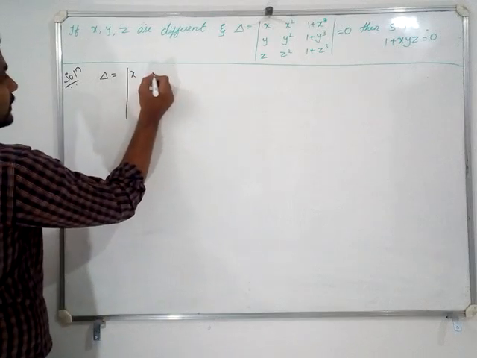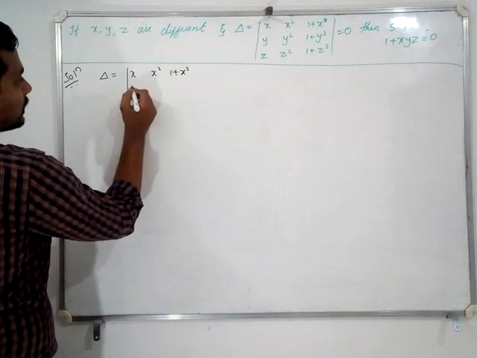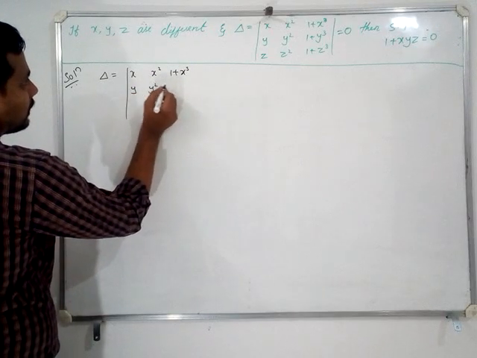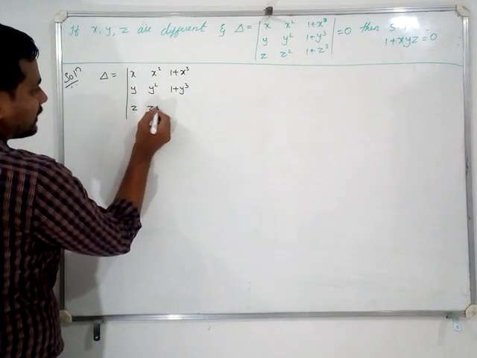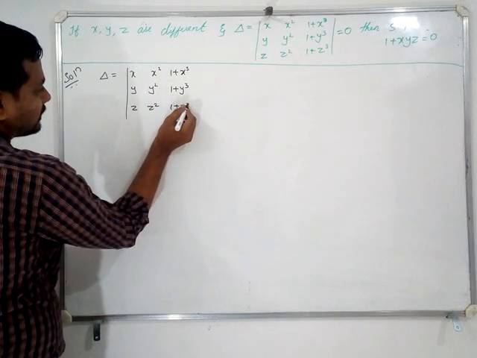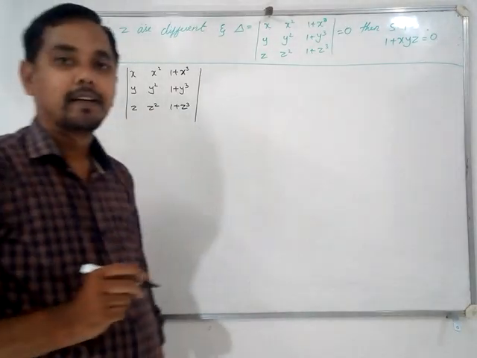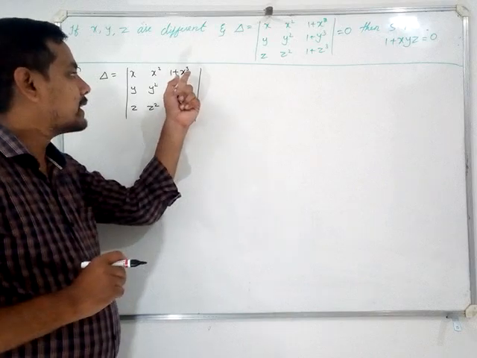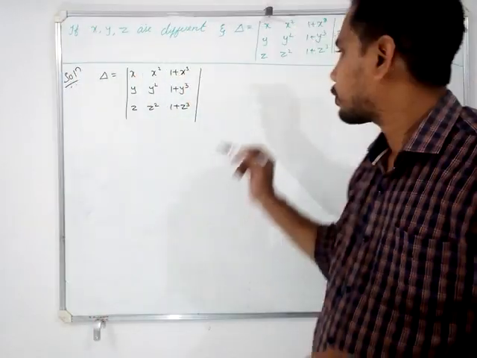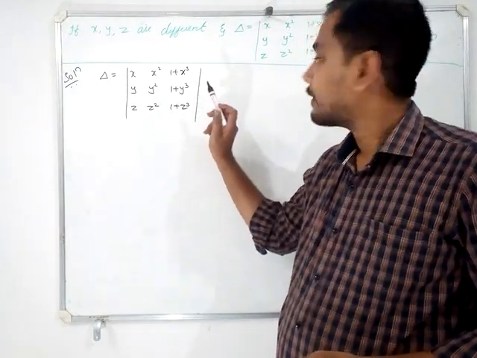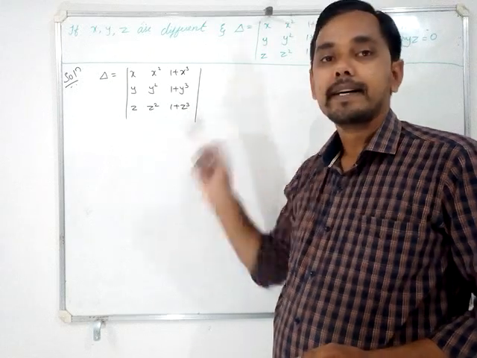Delta is what? x square, 1 plus x cube; y square, 1 plus y cube; z square, 1 plus z cube. Okay, so this is our given determinant, right? So here you can see the third column is a sum of two terms. There is 1 and x cube, 1 and y cube, 1 and z cube.